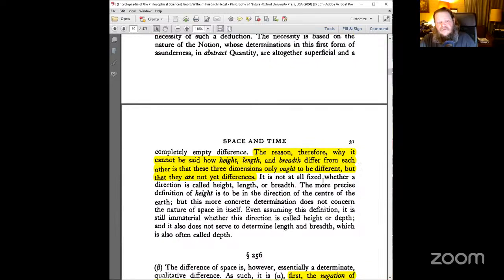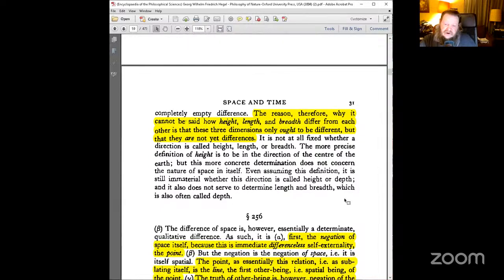The reason, therefore, why it cannot be said how height, length, and breadth differ from each other is that these three dimensions only ought to be different, but that they are not yet differences. It is not at all fixed whether a direction is called height, length, or breadth. The more precise definition of height is to be in the direction of the center of the earth. But this more concrete determination does not concern the nature of space in itself, right?